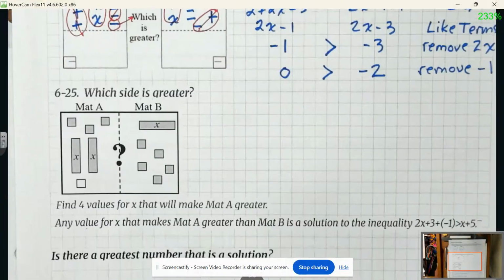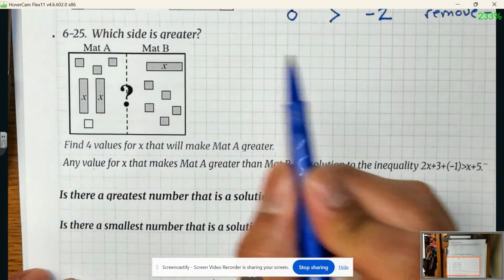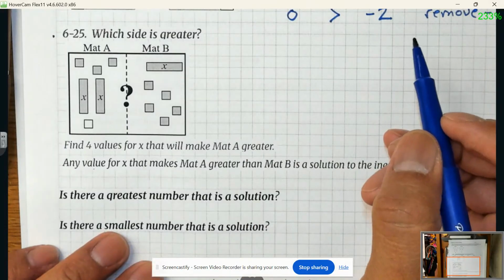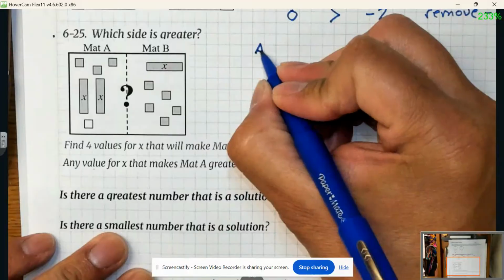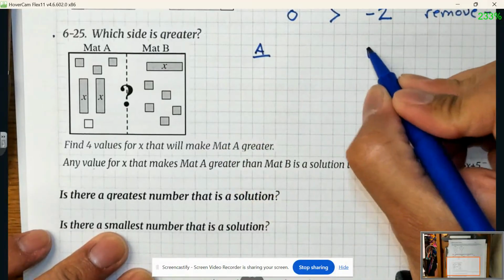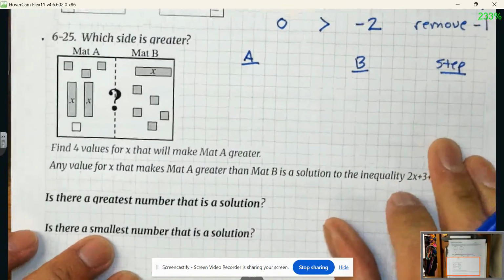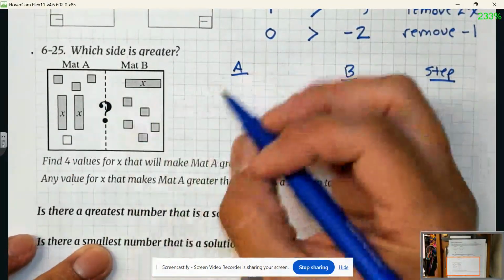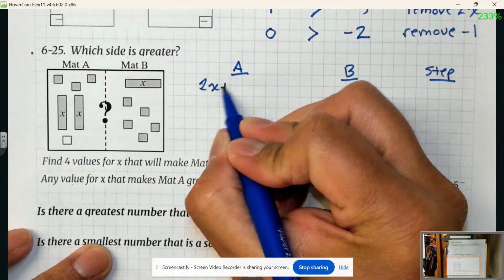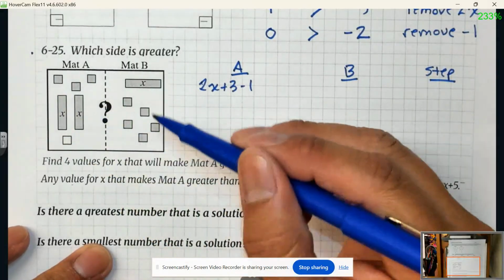Okay, now let's move to the next one. So in this one, we're going to use the expression and write what's on the left, what's on the right, and then what that step was. All right, so we're going to call them mat A and mat B. So mat A is going to be here, mat B will be there, and then we'll put the step. All right, so first we're starting off with, let's name this. This is called 2x plus 3 minus 1. 3 positives, 1 negative. This is x plus 5.